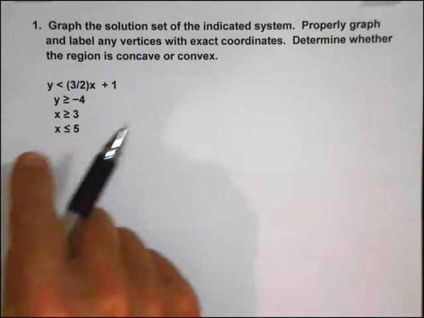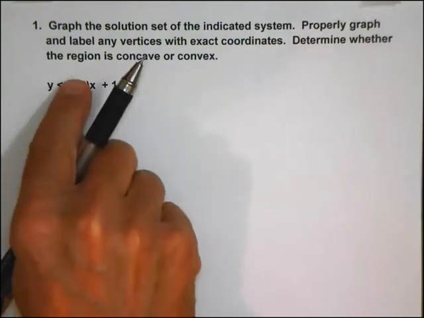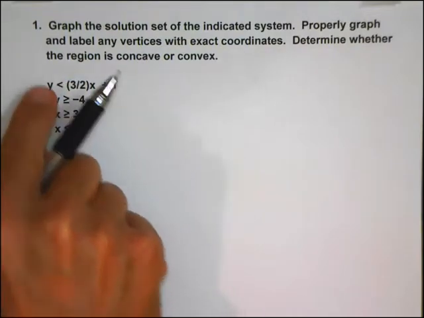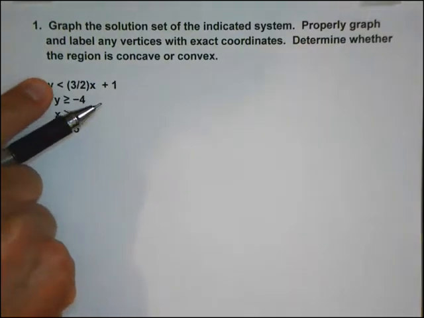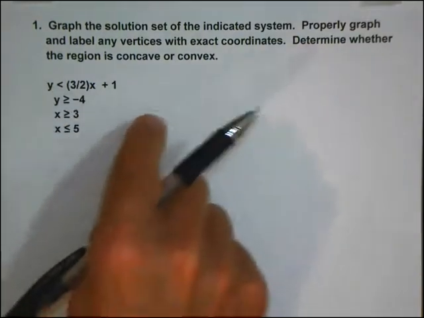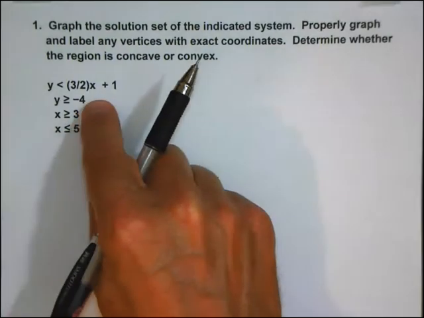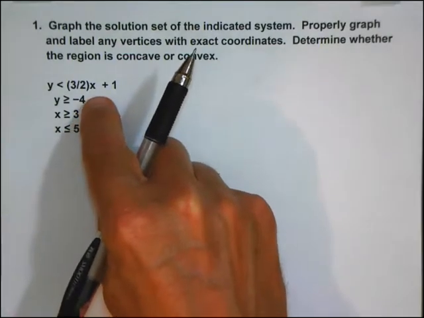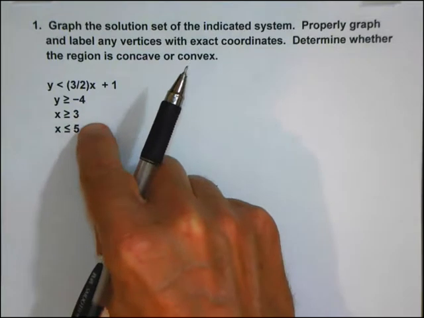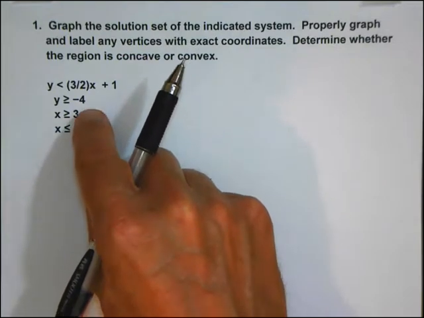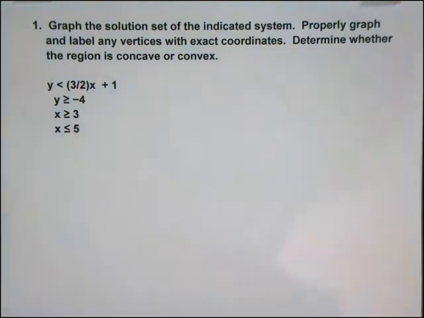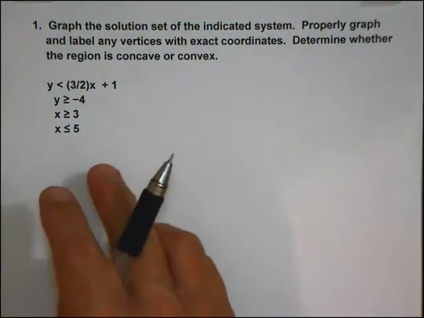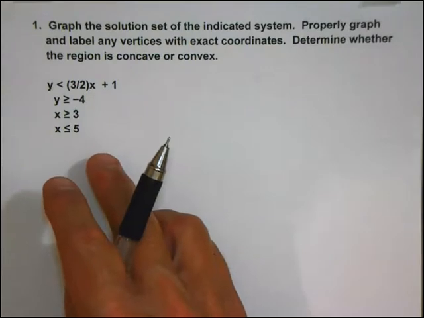This first one, if x is 0, y will be 1. If y is 0, x will be negative 2/3. This one here is a horizontal line, down low, y equal to negative 4. These two are vertical lines, x equal to 3, x equal to 5. Looks like a fairly simple coordinate system will make this work.